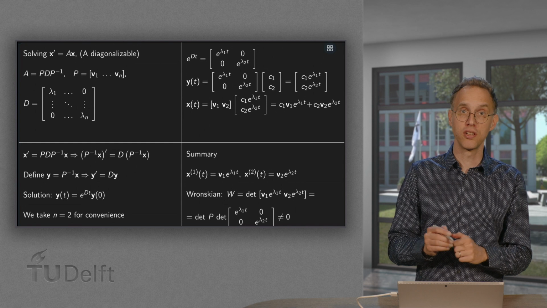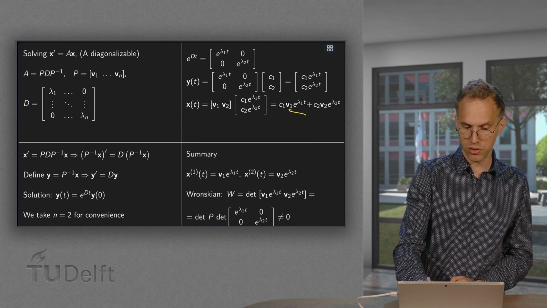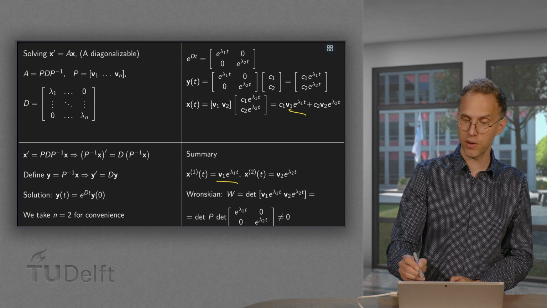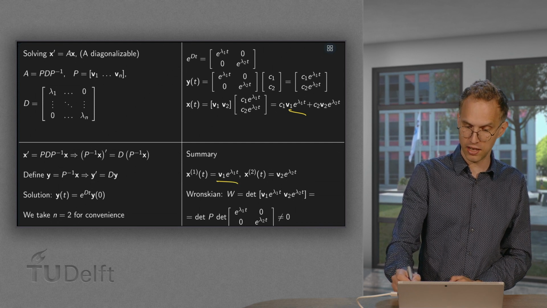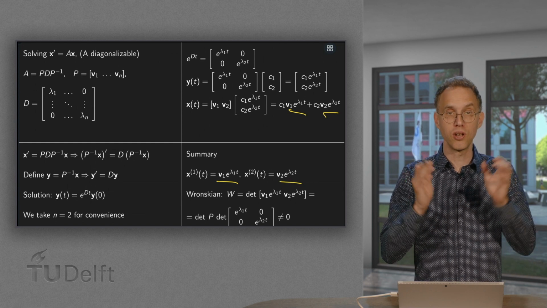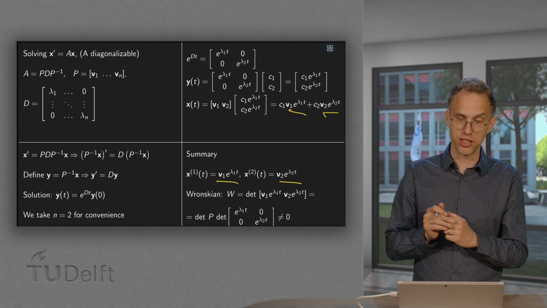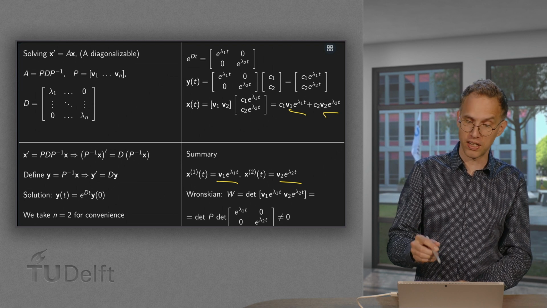So to summarize, we found independent solutions. Here our first independent solution, x1 equals v1 e to the power lambda 1 t. Second independent solution, v2 times e to the power lambda 2 t. So those are our independent solutions if a is diagonalizable, and you can check that they're indeed independent by checking the Wronskian.